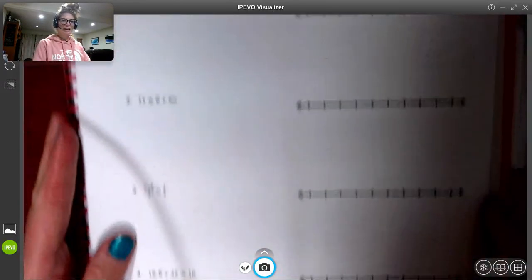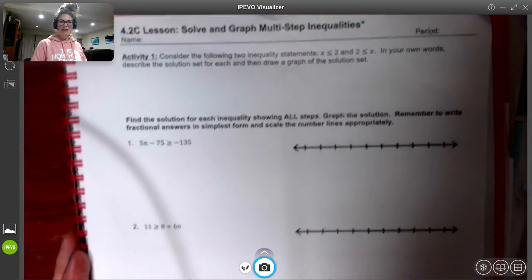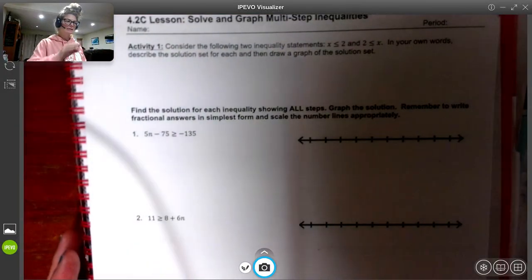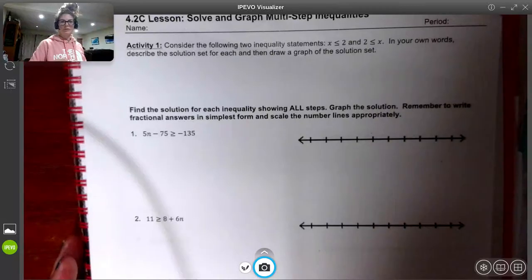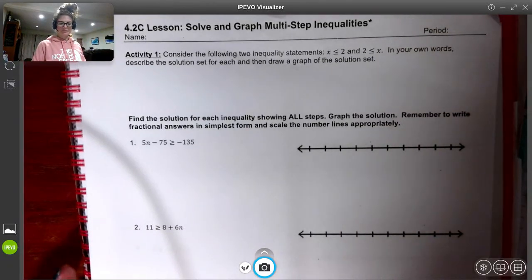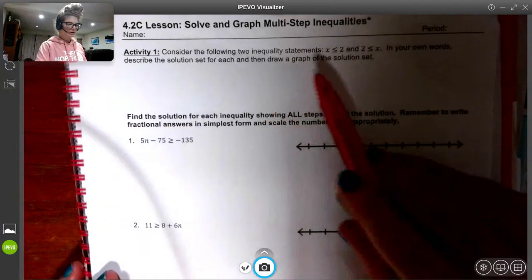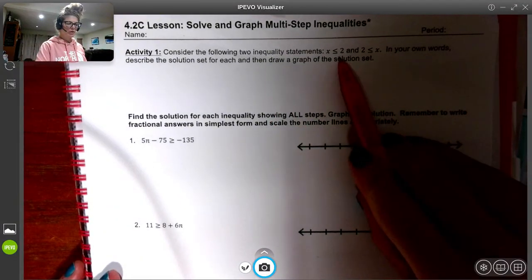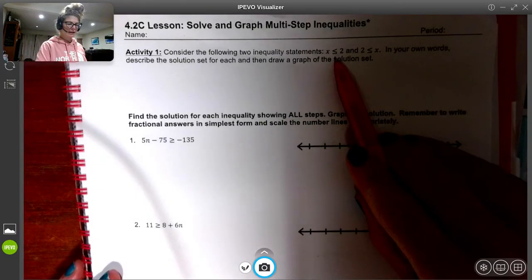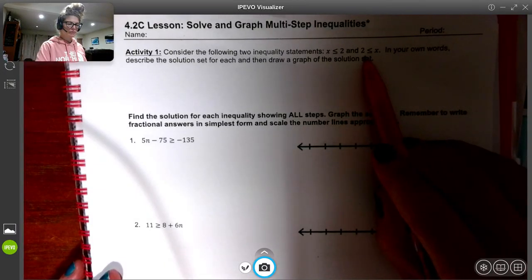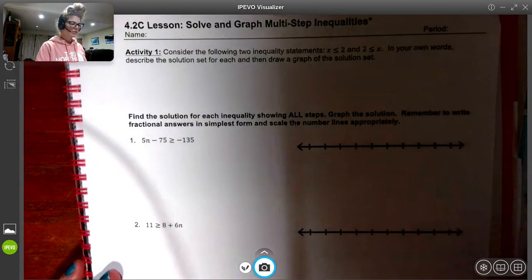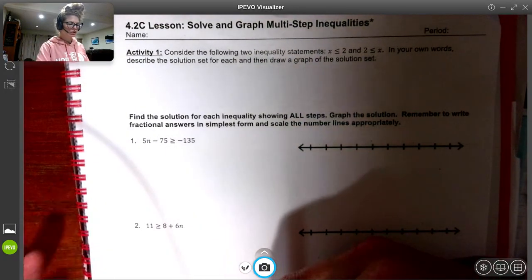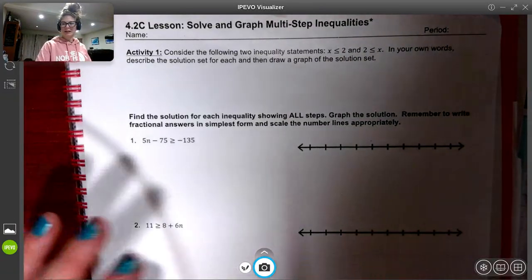Perfect. So we're going to look at that handout that you were provided in class, and we're solving and graphing multi-step inequalities. So we're going to consider the following two inequality statements. This is a compound inequality. When x is less than or equal to 2 and 2 is less than or equal to x. So in our own words, describe the solution set for each and draw the graph of the solution set.